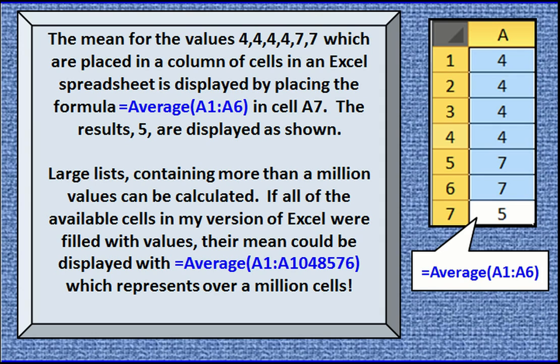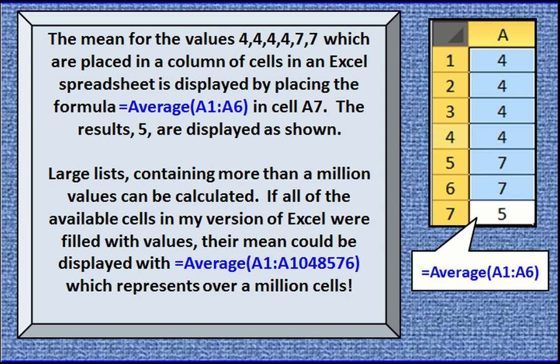The mean for the values 4, 4, 4, 4, 7, and 7, which are placed in a column of cells in an Excel spreadsheet, is displayed by placing the formula equals average and the cell reference A1:A6 in cell A7. The result 5 is displayed as shown.